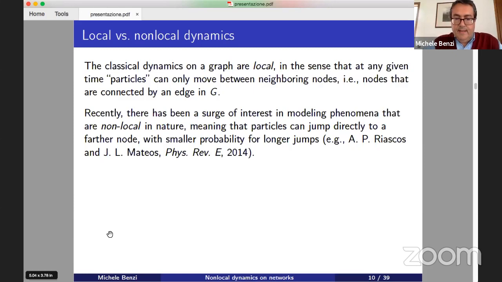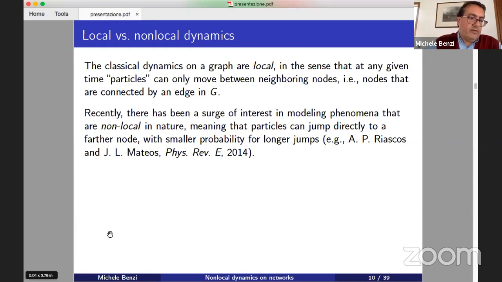So recently, there's been a great deal of interest in modeling phenomena that are non-local in nature. By which I mean that the agent that is moving on the network, the random walker, if you want, is allowed occasionally to perform transitions to faraway nodes. So long distance moves or jumps. They're also called flights. There are many phenomena that require this type of process for modeling. Human mobility is one of them.